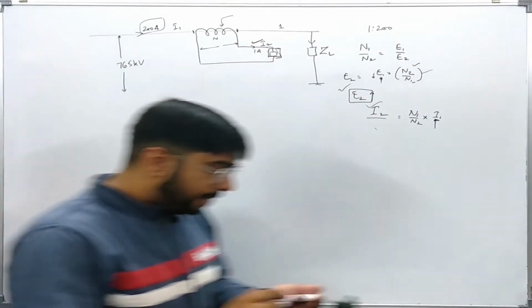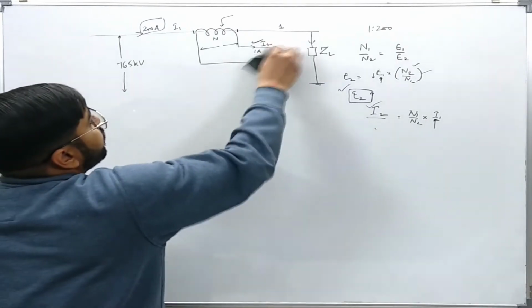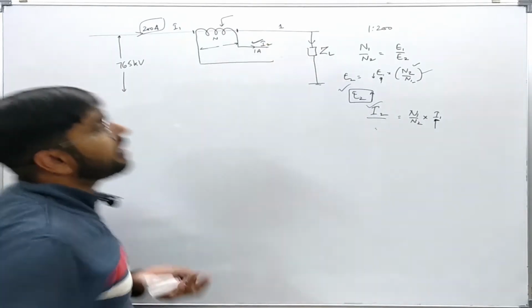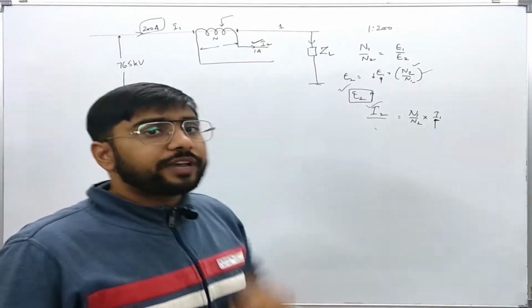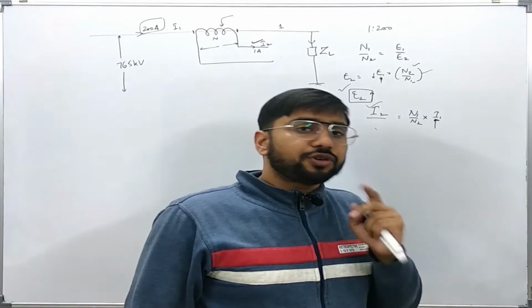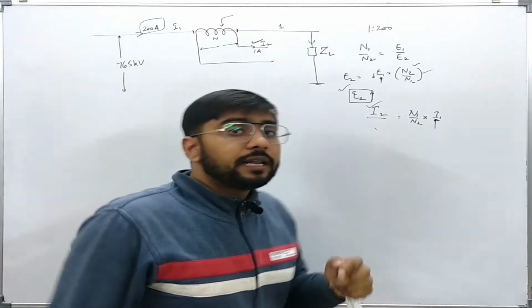Now people will say, then we can even open this point, since it is not dependent on this, we can open it also. No, we can never, or we should never, open the terminals on the secondary side of a CT. Let us see why.